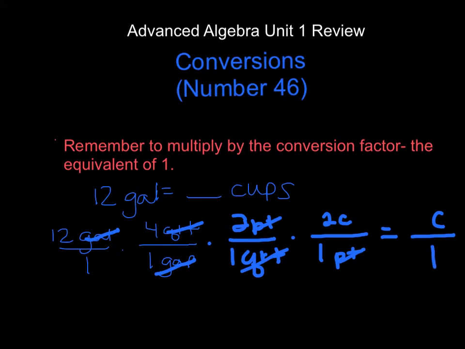And then you just do your math. You have 12 times 4 times 2 times 2. And if you do that, you end up with 196 cups. So 12 gallons is equivalent to 196 cups. Again, you don't have to go through all of those conversions, because if you do know that there are 16 cups in a gallon, you can just do that right away, because 16 cups and 1 gallon is also a conversion factor, because that equals 1.